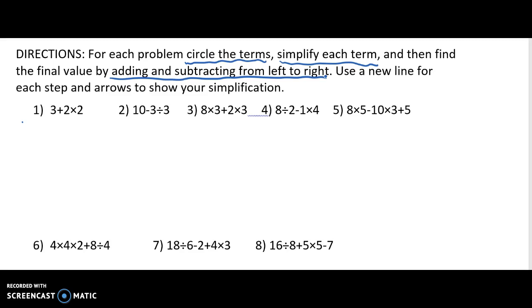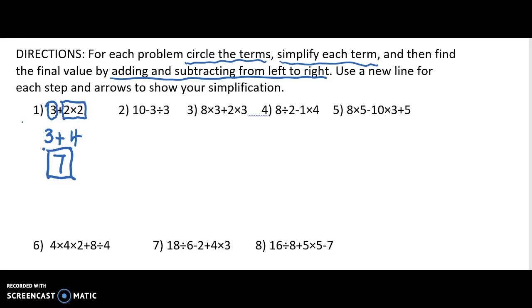Okay, now 3 plus 2 times 2. 3 is a term. 2 times 2 is a term. Okay, so now we've got our terms. 3 is already simplified. 2 times 2 is 4. And now we get 7.